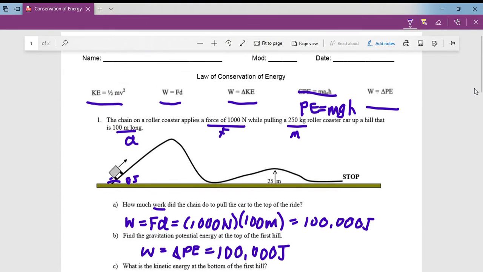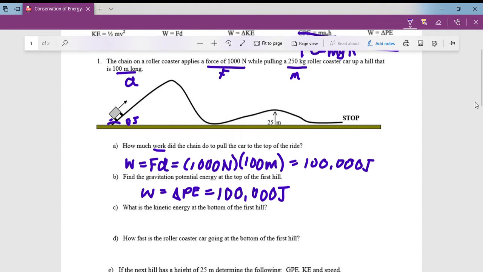Now they want to know what is the kinetic energy at the bottom of the first hill. Here is the bottom of the first hill, which is the same as where the cart started. So we know at that point there was 0 joules of potential energy. That means all the energy, the 100,000 joules, was converted to kinetic energy. So there's 100,000 joules of kinetic energy right at the bottom of this first hill.